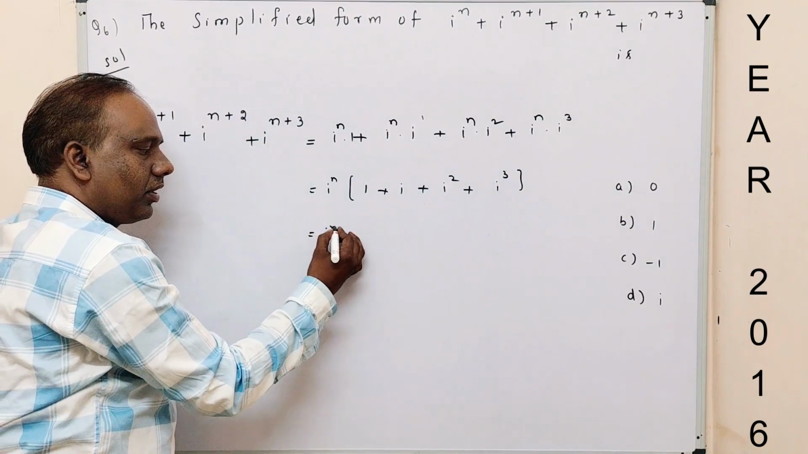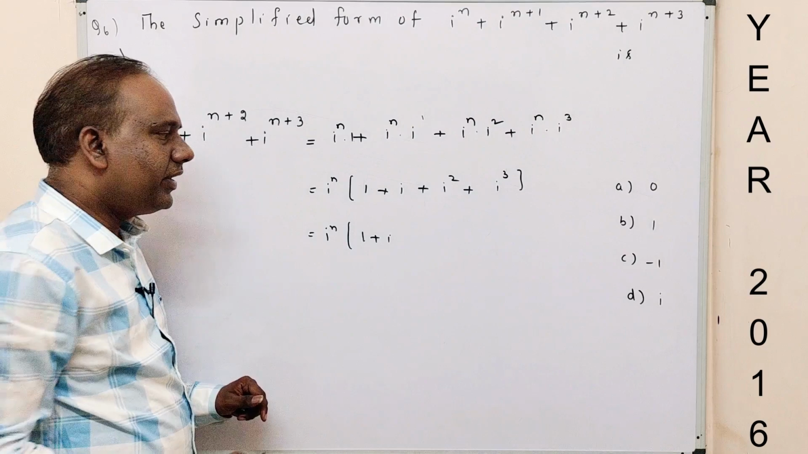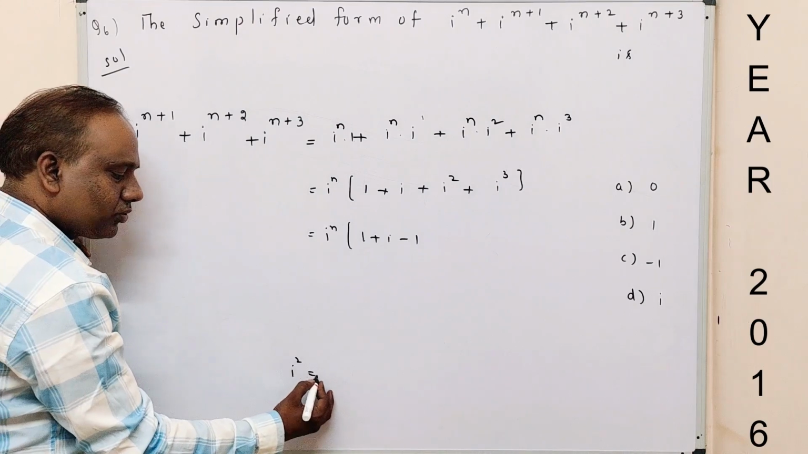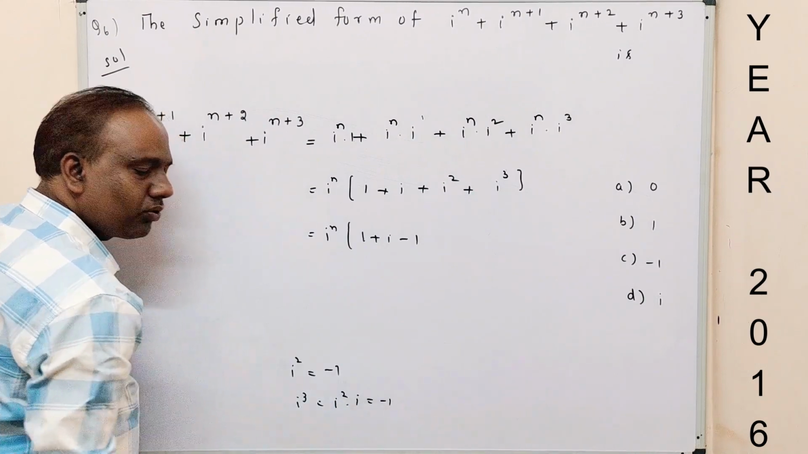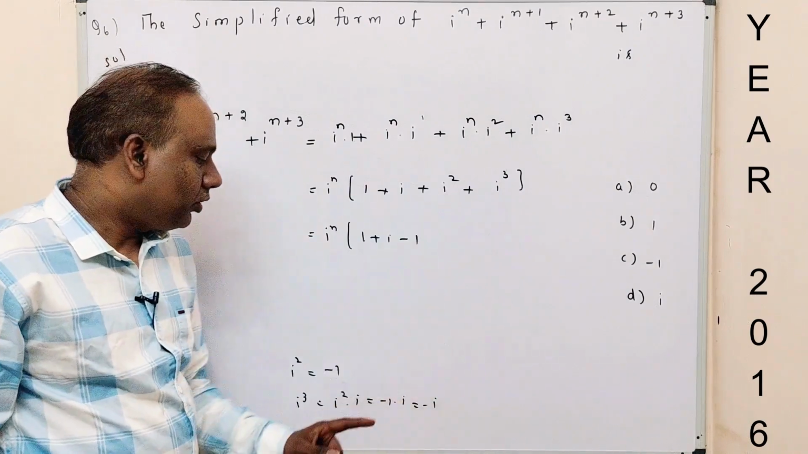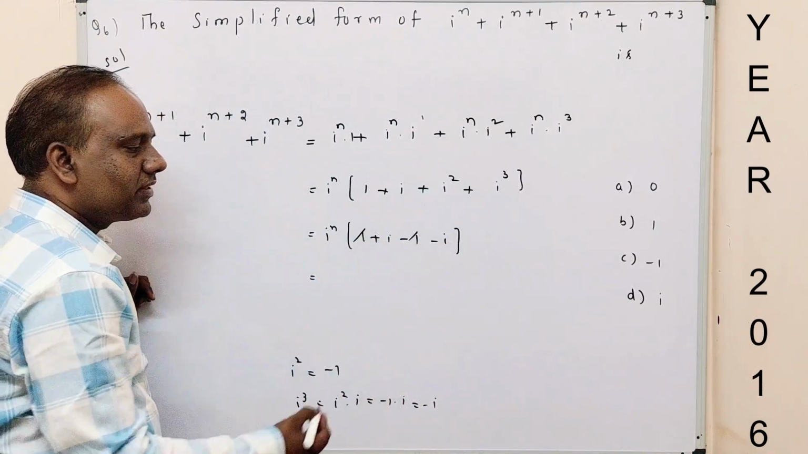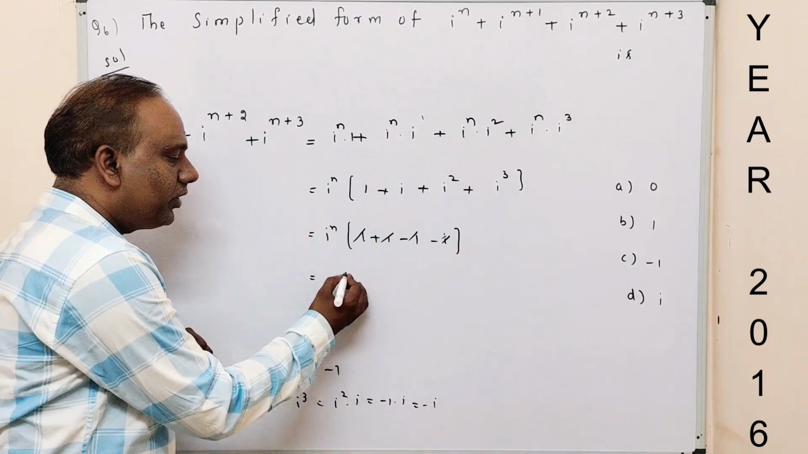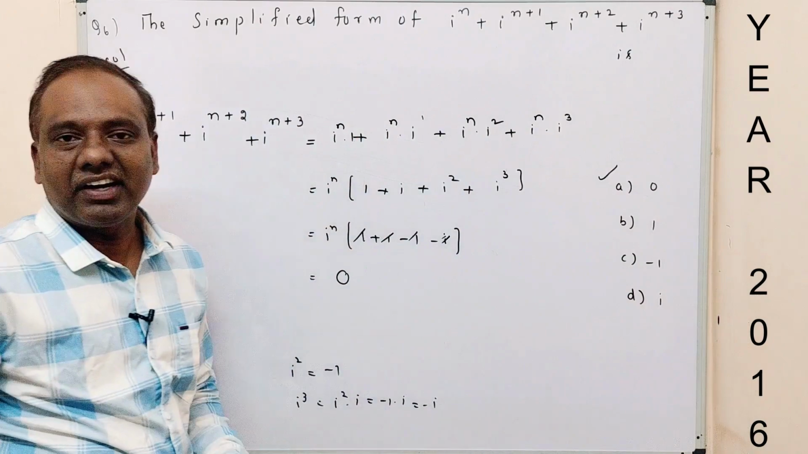Now i power n into (1 plus i plus i square plus i cube). So i square value is minus 1. i cube means i square into i. i square value is minus 1, minus into i is minus i. That means i cube value is minus i. Now 1 and minus 1 cancel. i and minus i cancel. So it is 0. 0 into this value is 0. So here option A is the correct one.